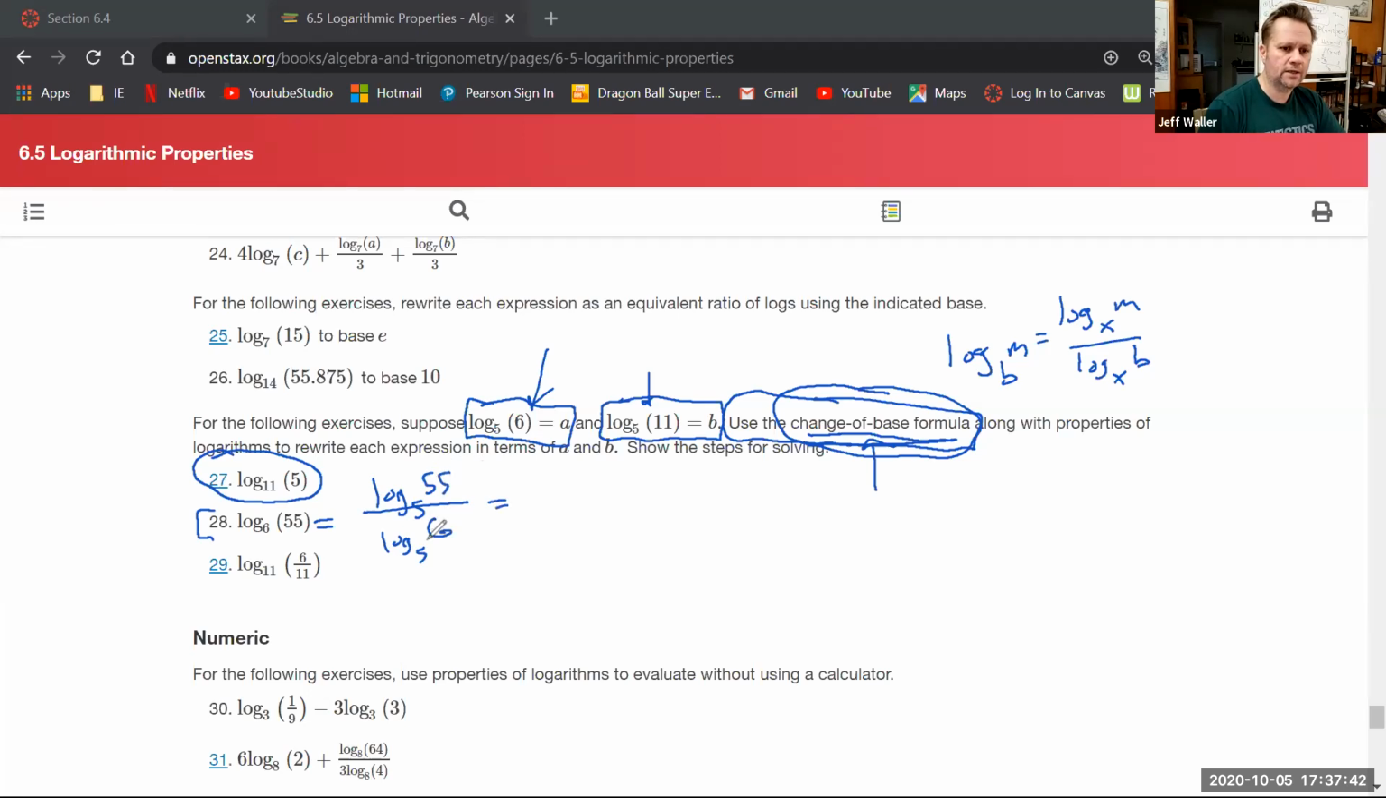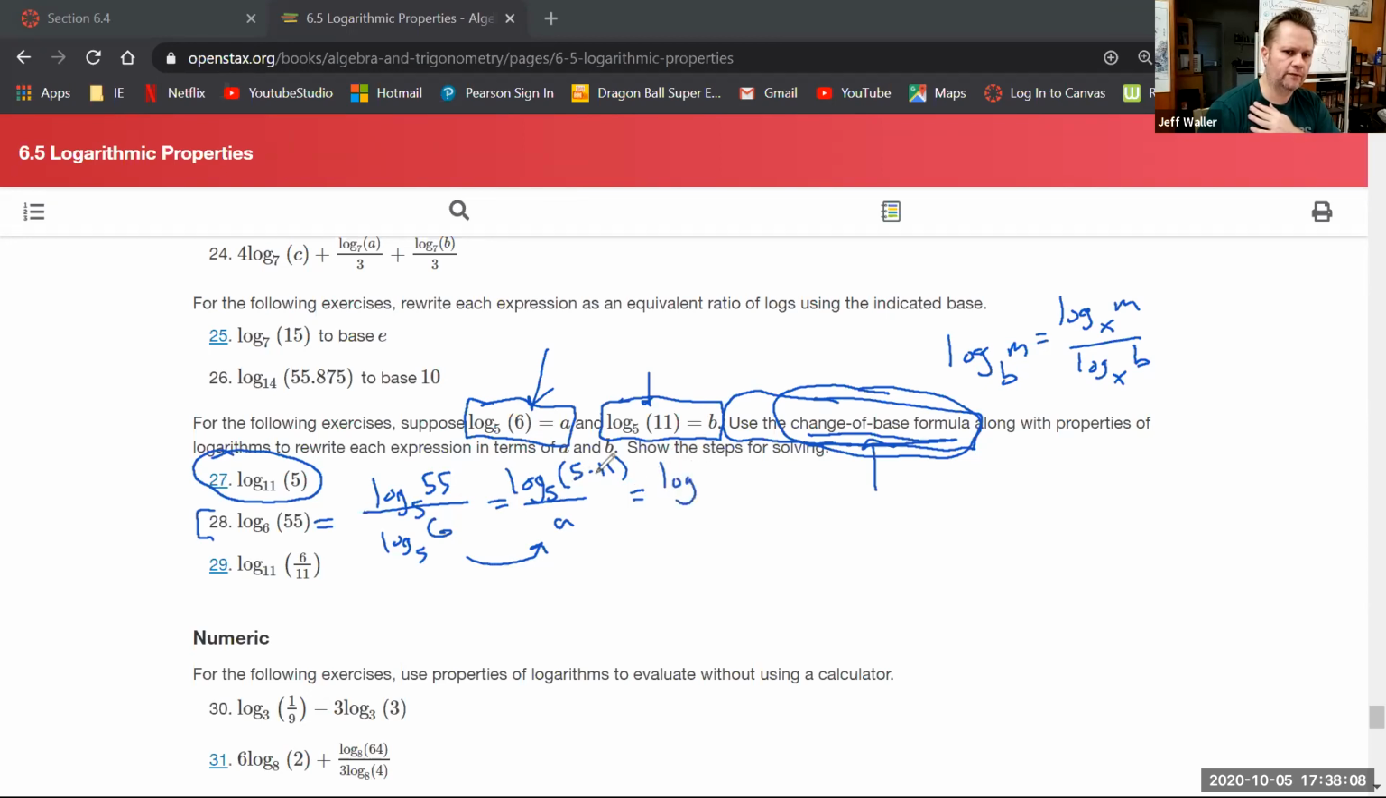Now the bottom is exactly equal to what? What's log base 5 of 6? Don't give me a number. What do they tell me? A. And the top, now this is the kind of problem I thought it would be. You can break this up as 5 times 11, right? Okay, and then you would keep going.